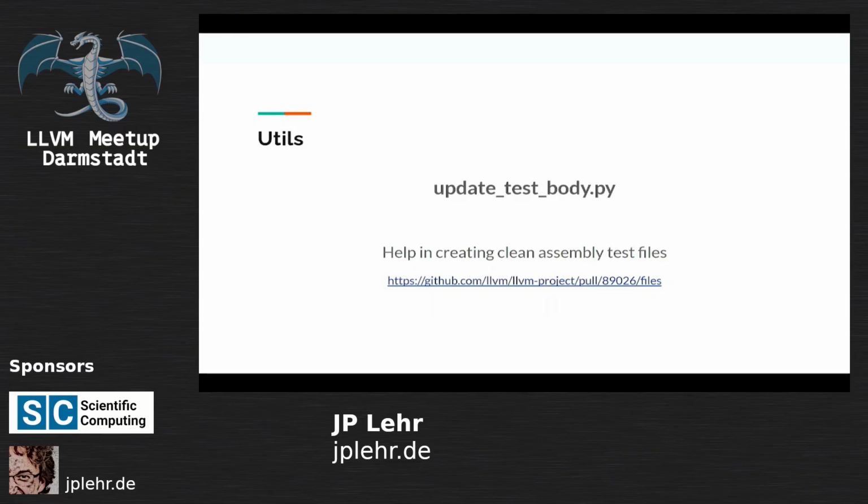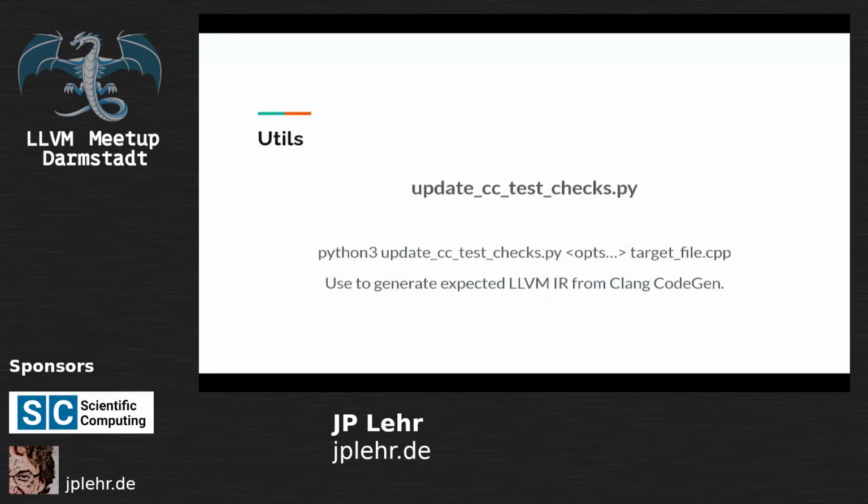That's interesting, and I think the PR has plenty of examples for how this works. So if you're curious about that, please go look there, because as mentioned, I have no idea how this works and I have not used it before. Just wanted to point it out. And then there's also update_cc_test_checks, which is for Clang CodeGen things. So it's the same, it just updates test files.